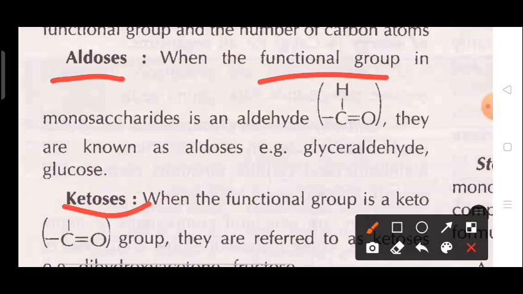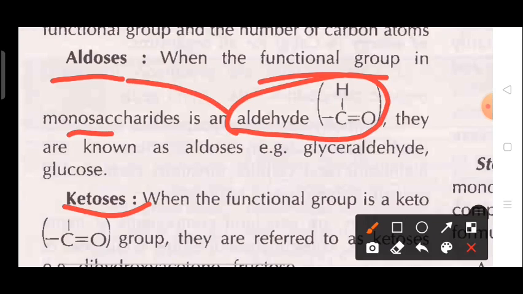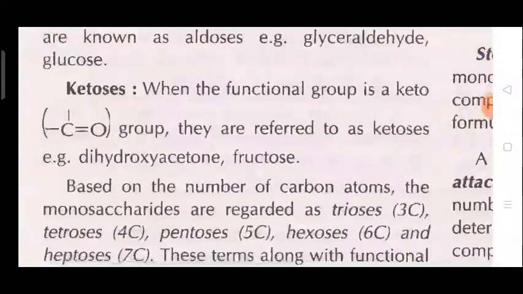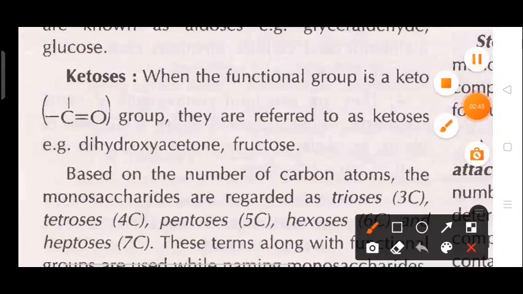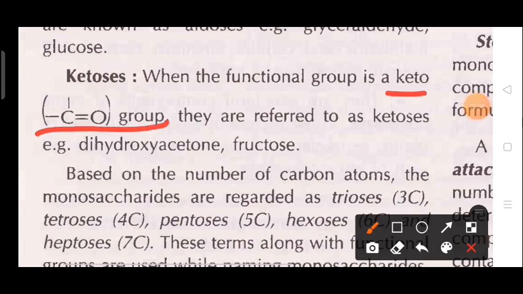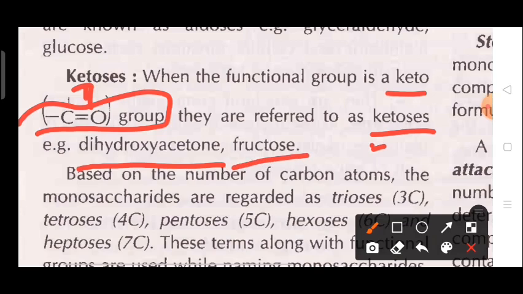When the functional group in a monosaccharide is aldehyde, these are called aldoses. They are known as aldoses. Examples are glyceraldehyde and glucose. And if the functional group is keto, then they are known as ketoses. They are referred to as ketoses, and the examples are dihydroxyacetone and fructose.